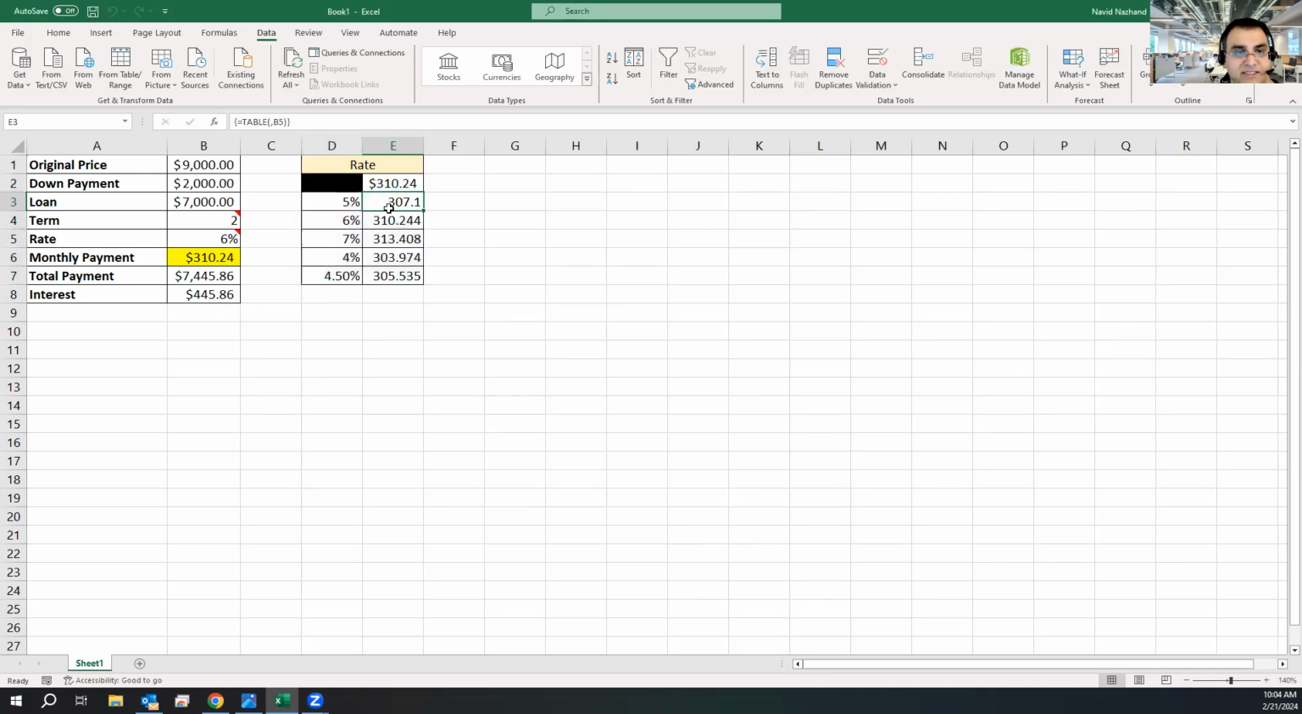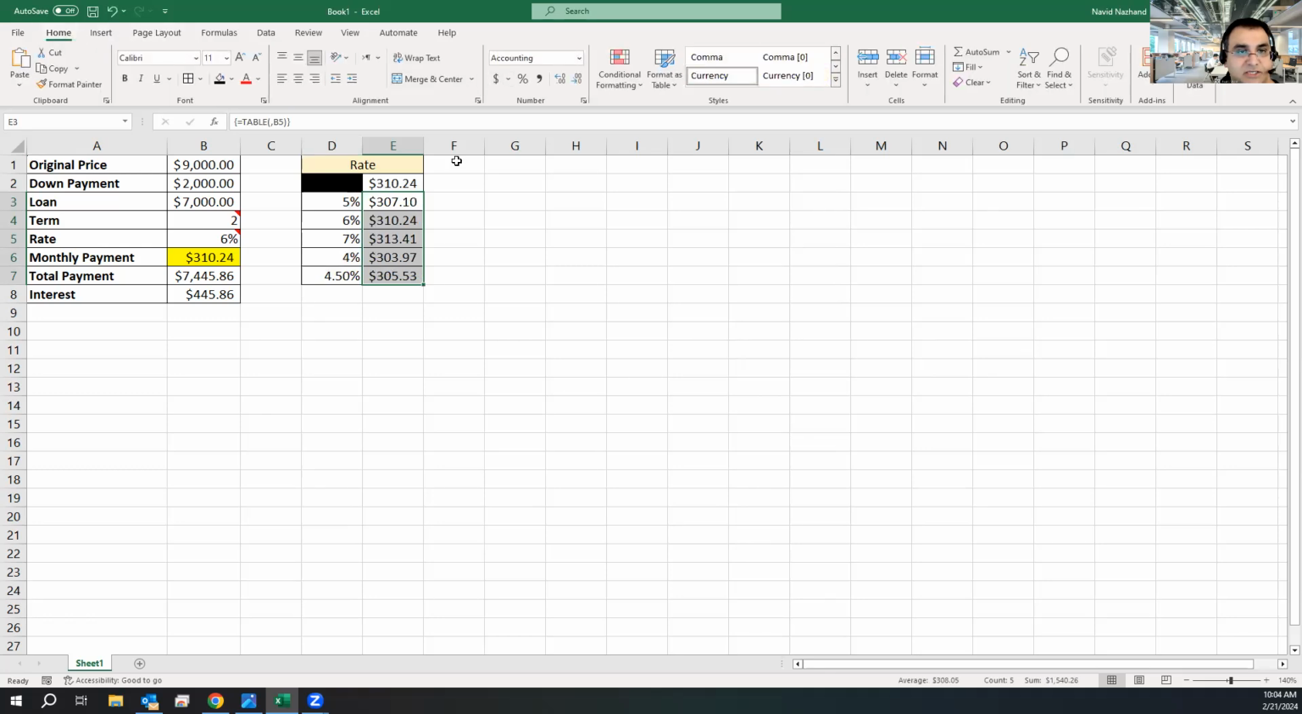And then take a look. The formatting is not correct. So I just click on Home and then change it to dollars. So look at that. If it is 5%, my monthly payment right now is 310. It can go to 307. If the rate is like 4%, it can go to 303. So I can see how these percentages could affect my rate. So this is one thing that we can check.